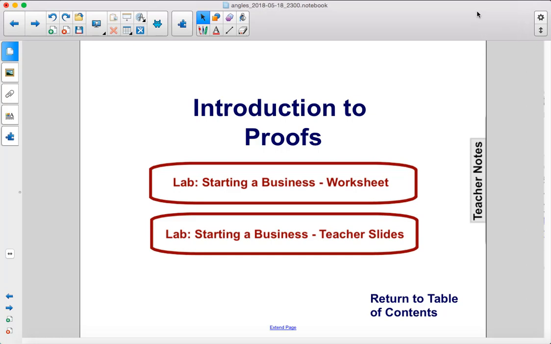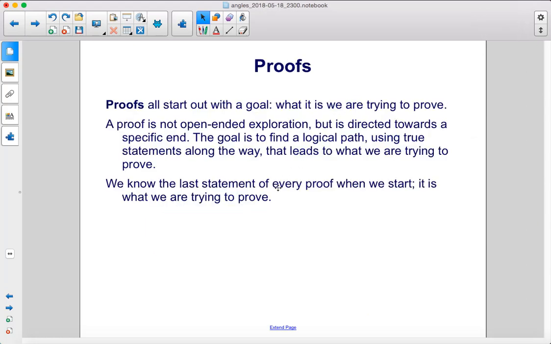Introduction to proofs. Proofs all start out with a goal, what it is we are trying to prove. A proof is not open-ended exploration, but is directed towards a specific end. The goal is to find a logical path using true statements along the way that leads to what we are trying to prove. We know the last statement of every proof when we start. It is what we are trying to prove.